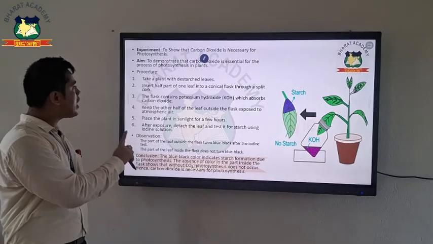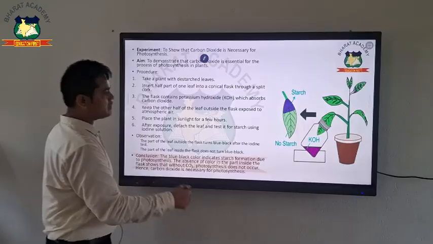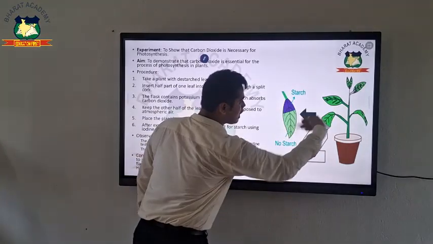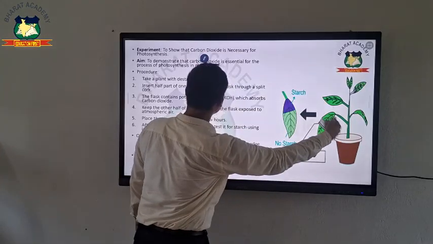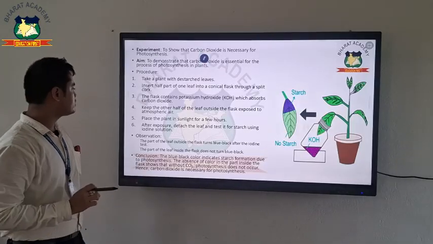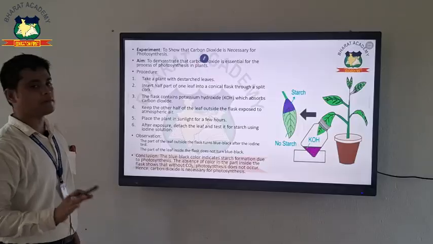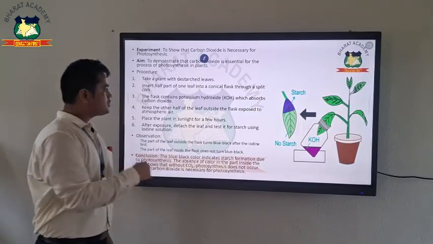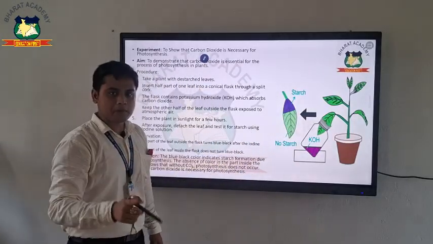Insert half of the leaf into the conical flask through a split cork, this way. You can see that half the leaf is outside the flask, and half the leaf is inside the flask. Keep the other half of the leaf outside the flask, exposed to the atmospheric air. Place the plant in the sunlight for a few hours. Now in the flask we need to put KOH. What is the purpose of KOH?